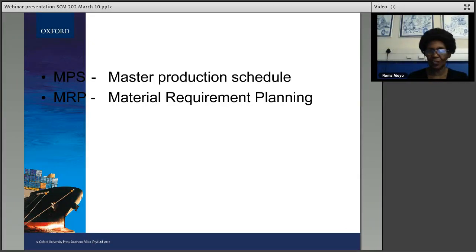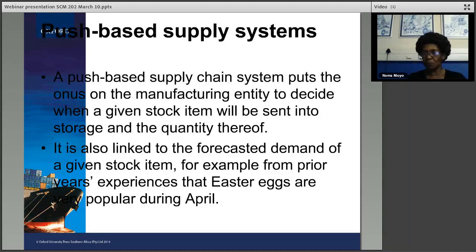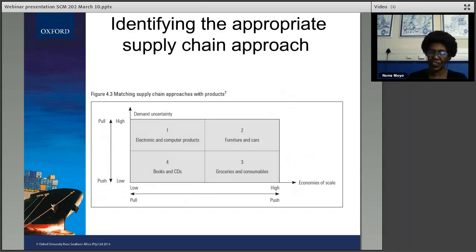What does MPS stand for? It stands for Master Production Schedule. MRP is Materials Requirement Planning. We have what we call production supply processes, with a push-based supply chain, where the onus is with the manufacturer to manufacture goods and push them down. Pull-based is demand-driven. Pull and push-based processes are together. Sometimes it is by the demand of the consumer, or sometimes it's a push strategy.